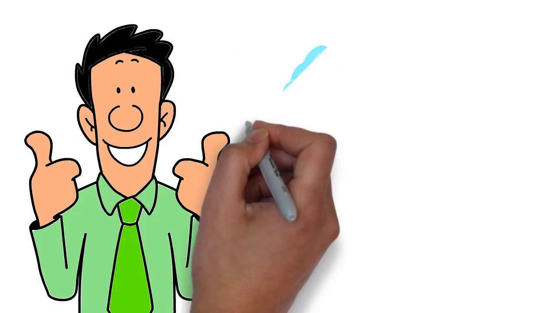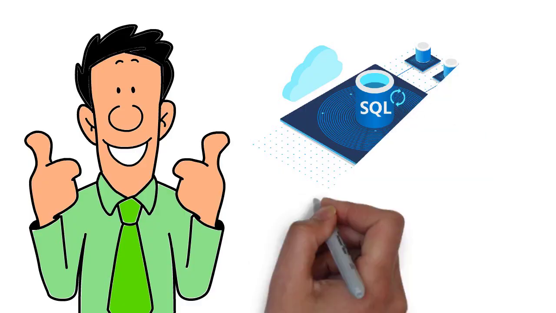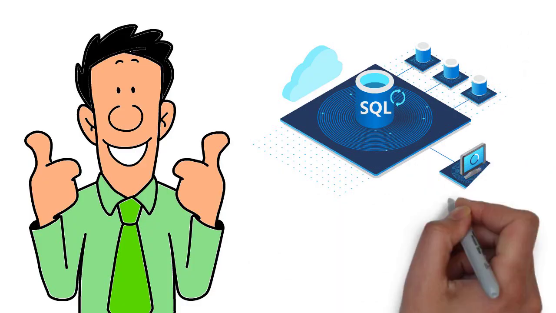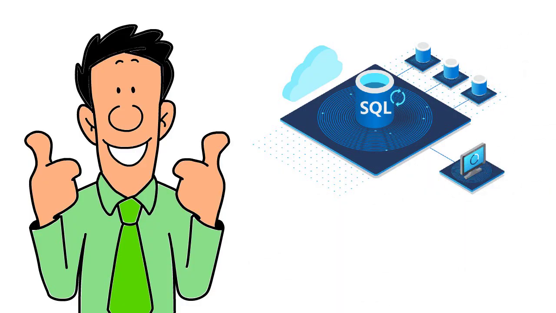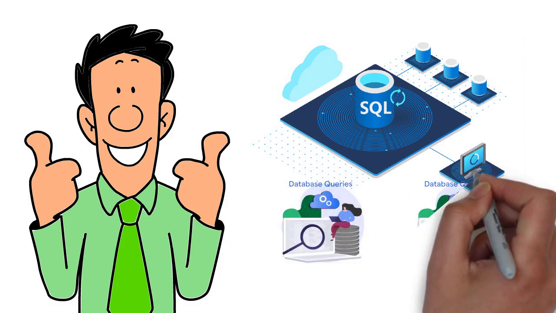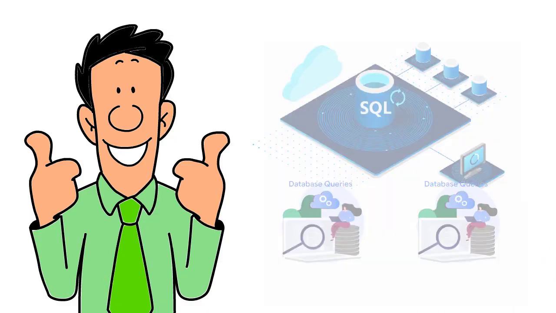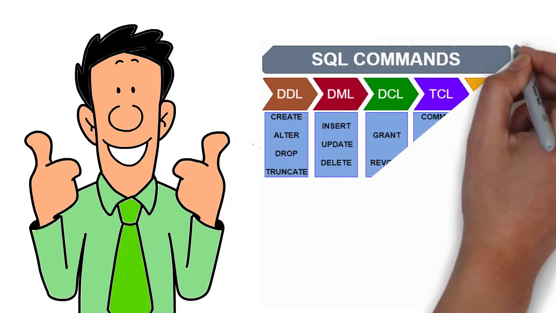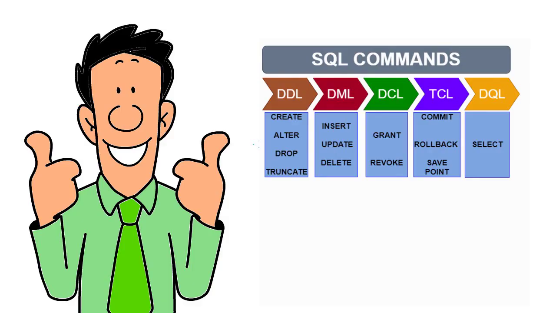Once the database is designed, we interact with it using SQL, Structured Query Language. SQL is the standard language used to define, query, and manage relational databases. SQL commands are grouped into 5 categories. DDL, Data Definition Language, defines structure with commands like create, alter, and drop.